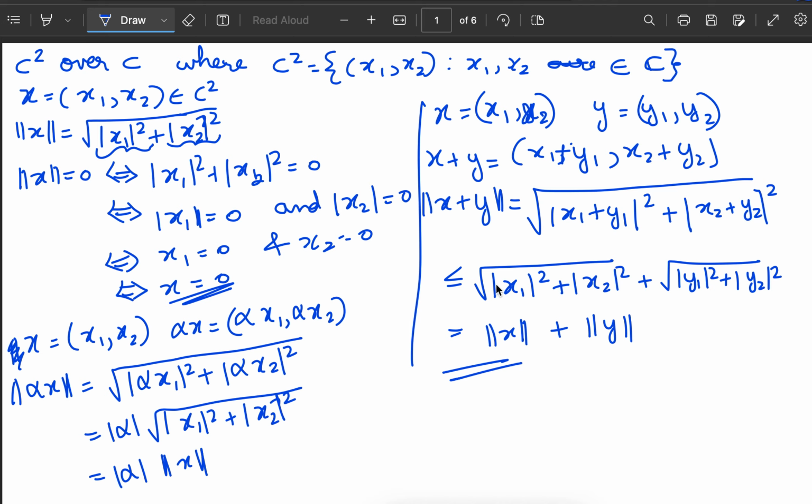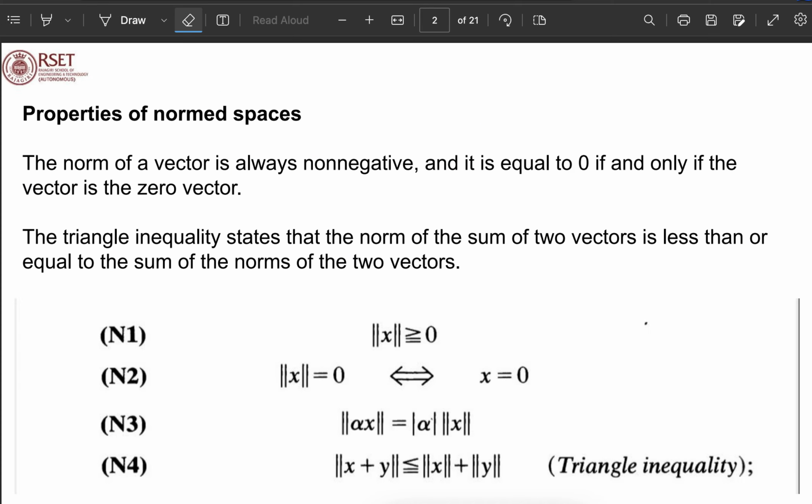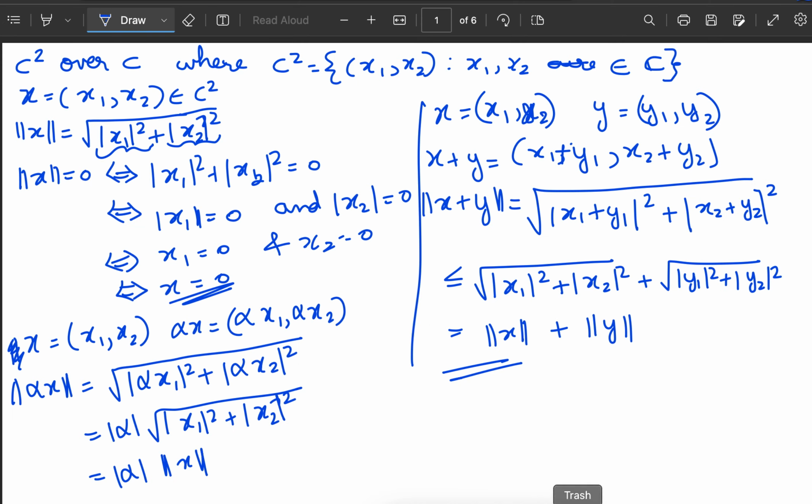So the fourth property is also satisfied. So this is a norm in C square. Similarly, we can define a norm on R square, that is R square over R.